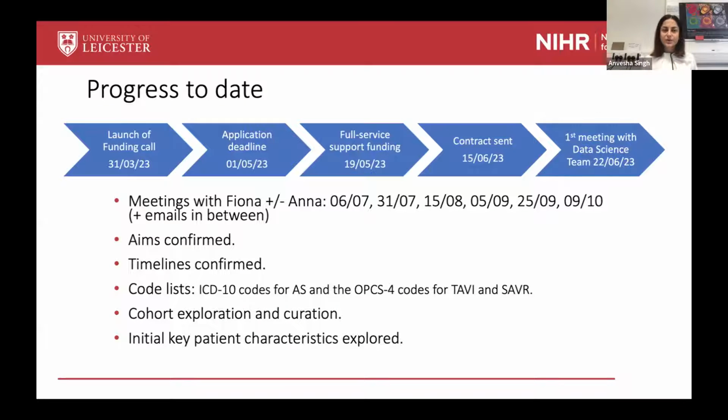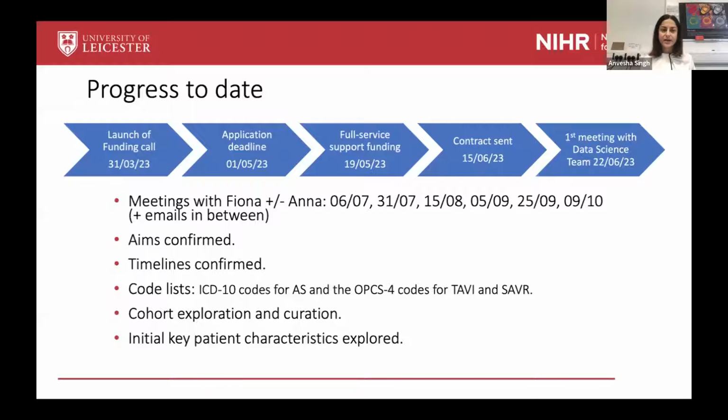So as mentioned, I was one of the ones to get the full service support, which meant that rather than getting a fixed amount of money to fund my own team, I'm working directly with the data science team who are analysing the data with me. So I'm working with Fiona and Anna, and those are just some of the dates of the meetings we've had so far. And in addition, we've also had a few email exchanges in between.